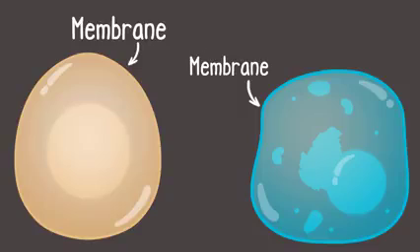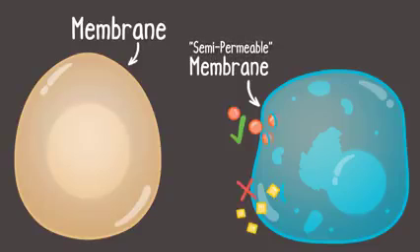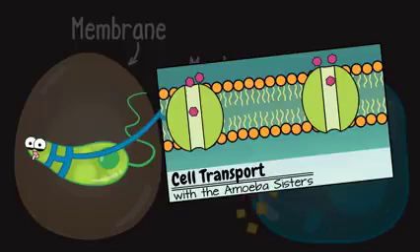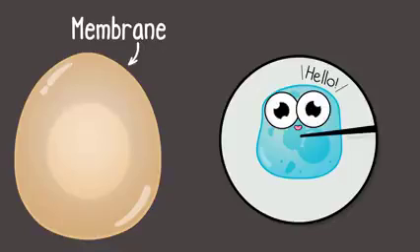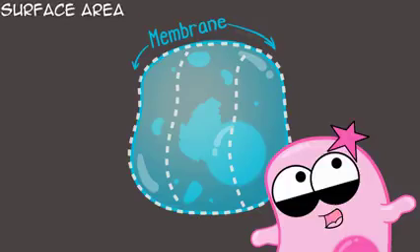The cell membrane is semi-permeable, meaning it lets some materials through, but not others. We have an entire video all about cell transport and how materials can pass through the membrane. A cell could never be as large as a single chicken egg, though. Why? Well, it turns out surface area is a very important thing.